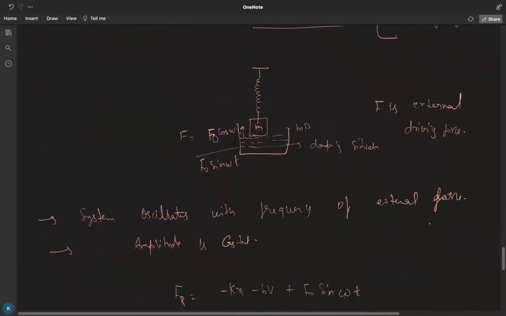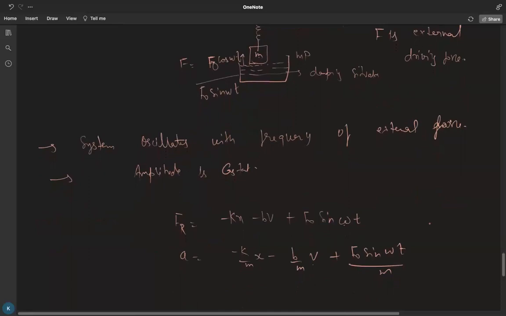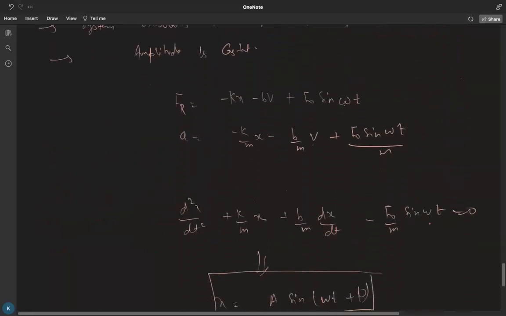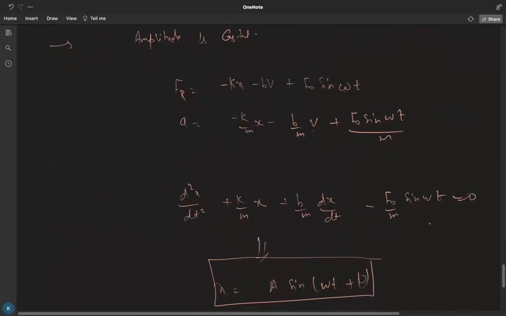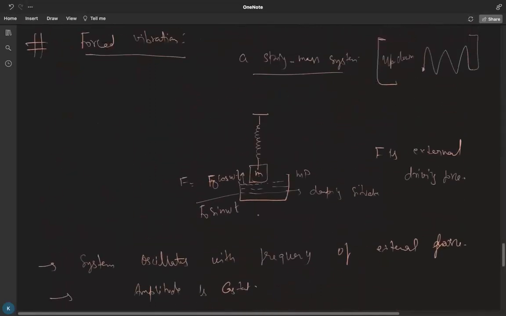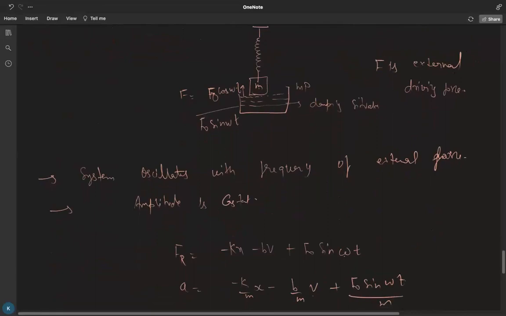A few things that you have to keep in mind. The first thing is that the system oscillates with the frequency of the external force. We are talking about the steady case. The next thing is that the amplitude is constant. And when we write the equation of force, we write the restoring force as minus kx, and we also consider damping here. We introduce the damping by keeping the fluid in a bucket. So there is damping.